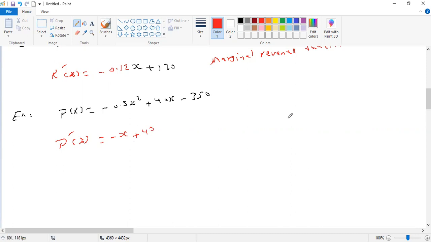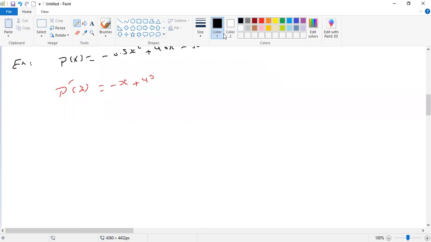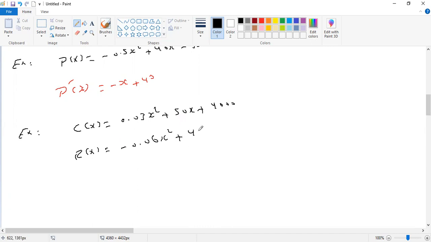Now, if we have, for example, C of x given as 0.03x squared plus 50x plus 4,000, and R of x is minus 0.06x squared plus 420x, how do we find the marginal profit function?